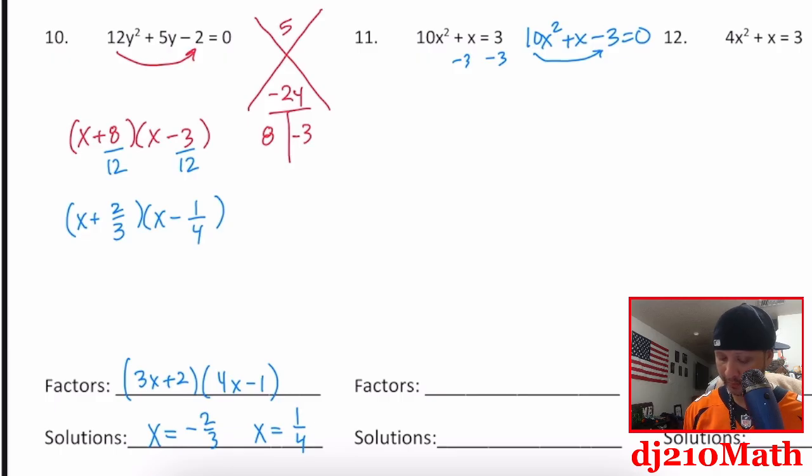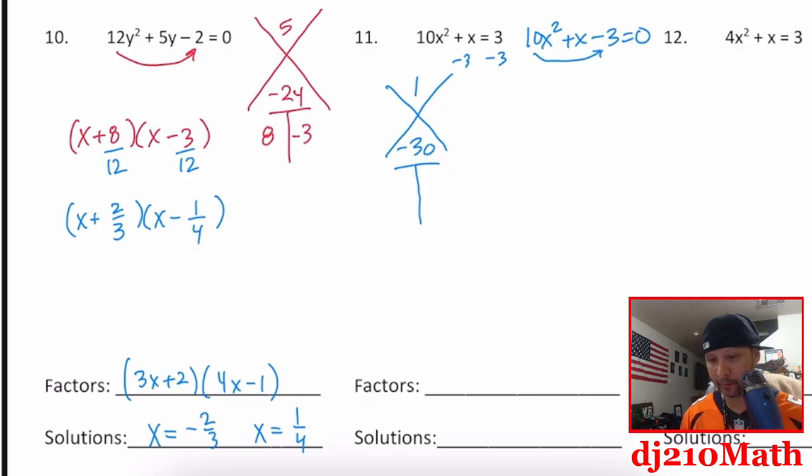So slide the 10 over. 10 times -3 is -30, and then we want this to add up to positive 1. Okay, since we want it to add up to 1, we're looking for numbers that multiply and are close together, right? Consecutive. 5 and 6. 5 times 6 is 30.